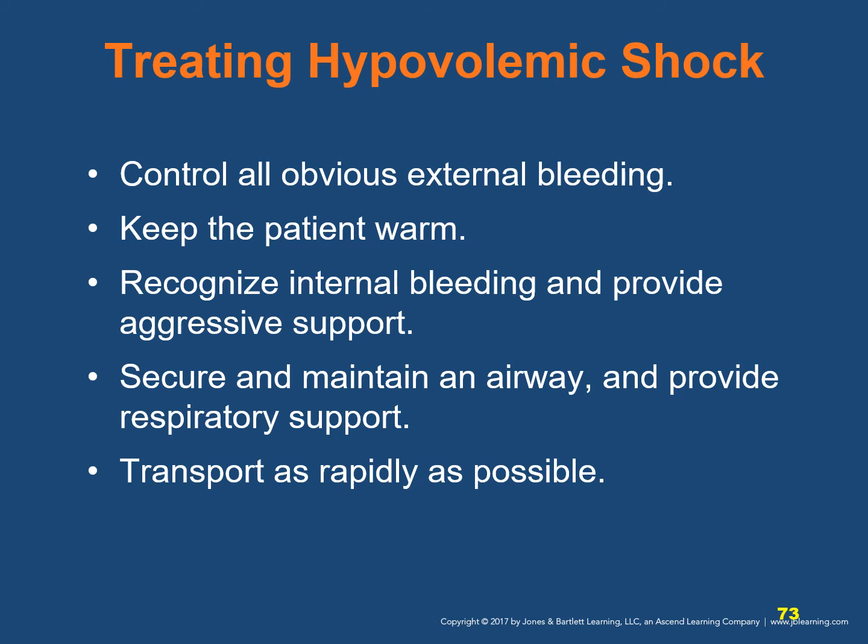Recognize internal bleeding and provide aggressive general support. Secure and maintain an airway and provide respiratory support, including supplemental oxygen and, if needed, assisted ventilations. Watch to ensure the patient does not aspirate blood or vomitus. Transport the patient as rapidly as possible to the ED.